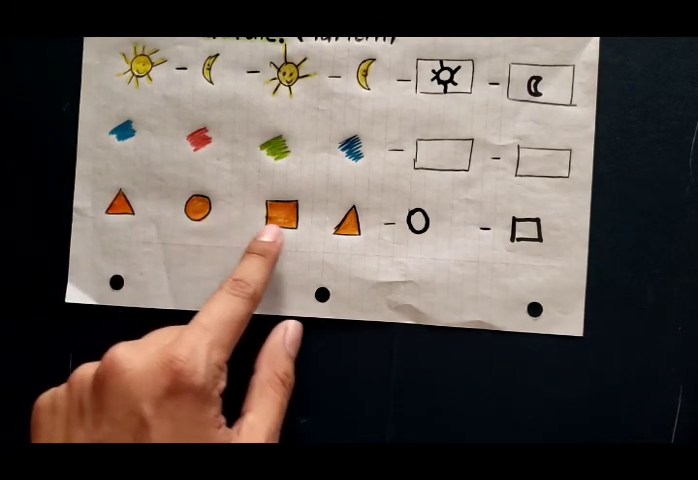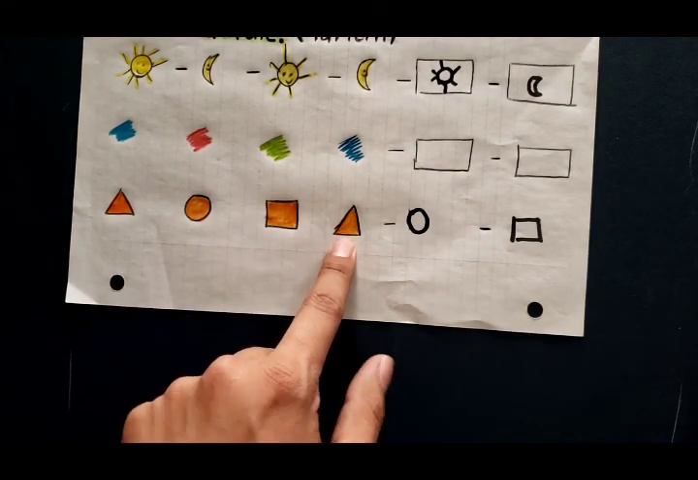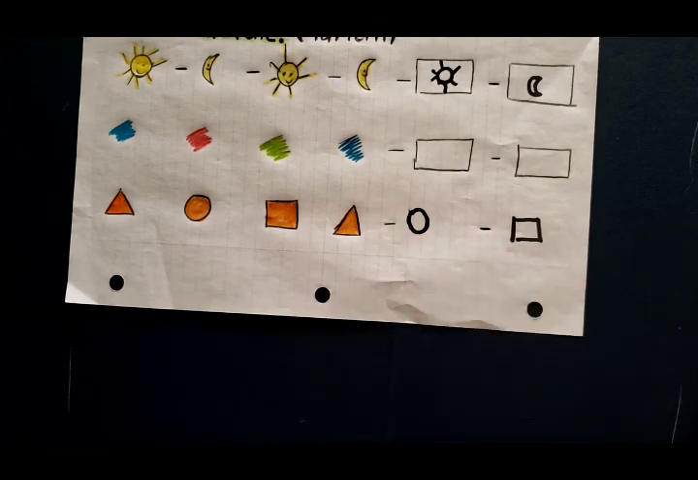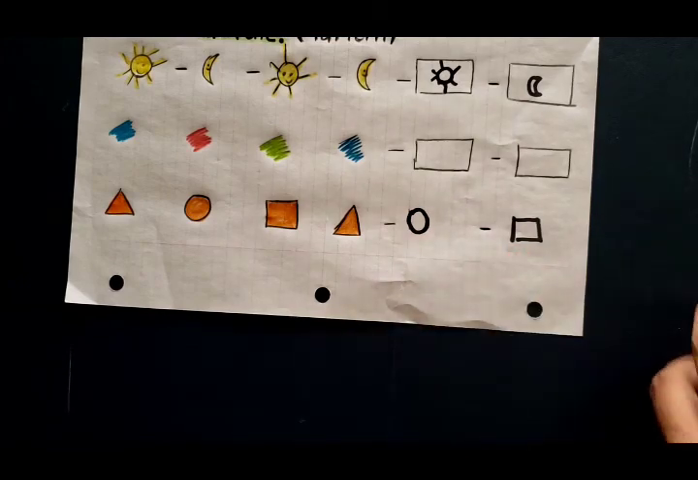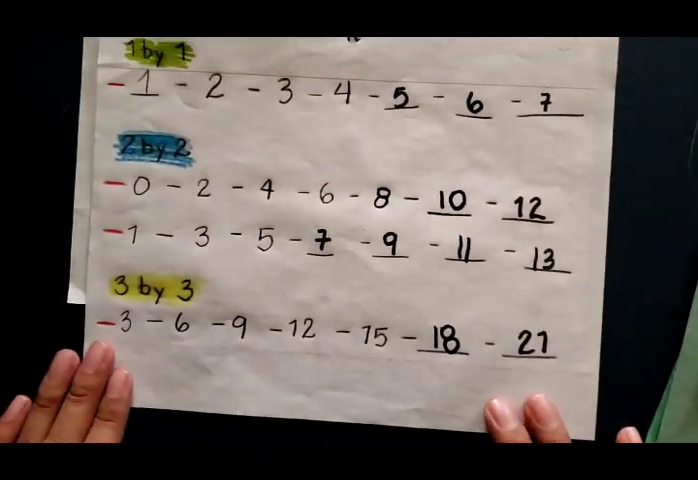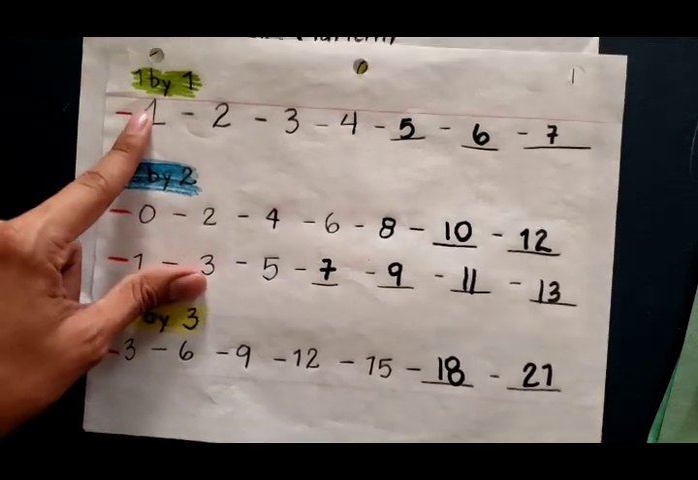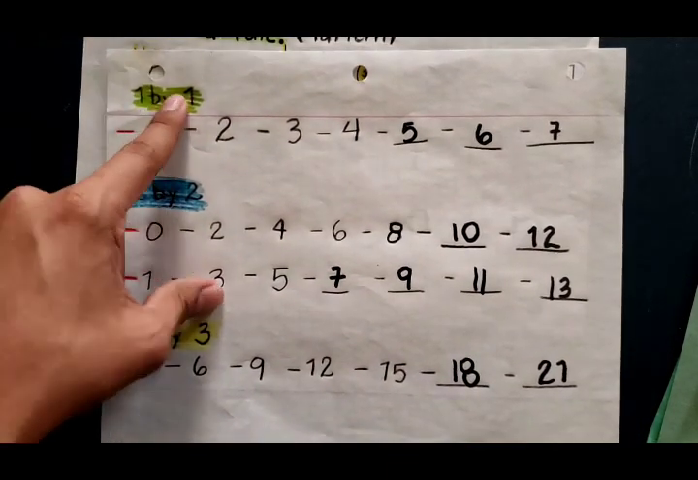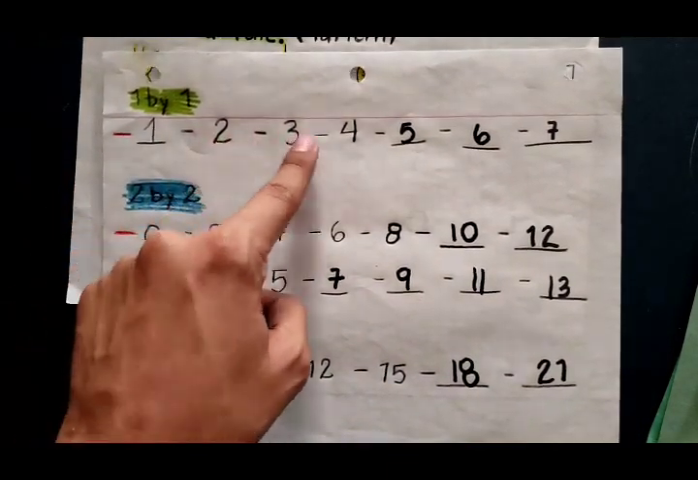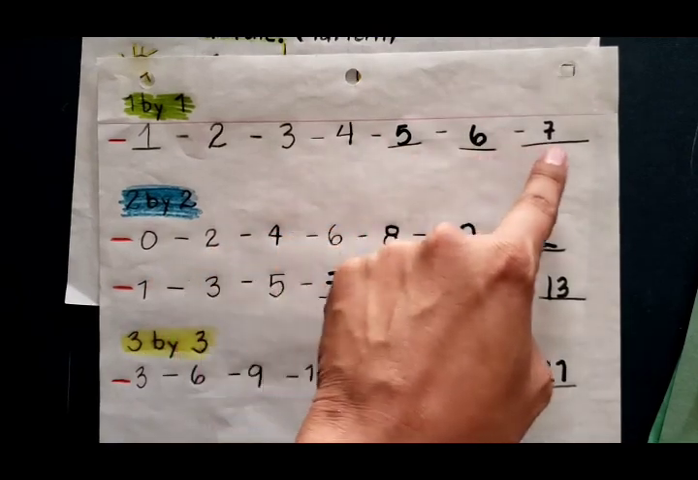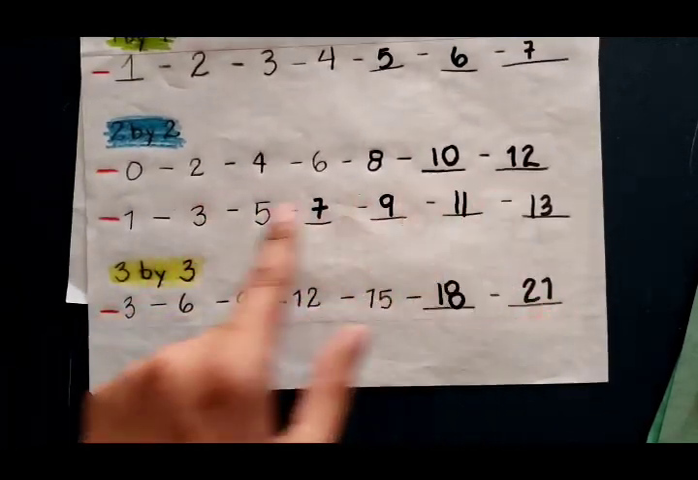Triangle, circle, square. Triangle, circle, square. Very good. Very easy. Now, let's look at it using numbers. Here we have a pattern which tells us that we need to count one by one. 1, 2, 3, 4, 5, 6, 7. We completed this one already.